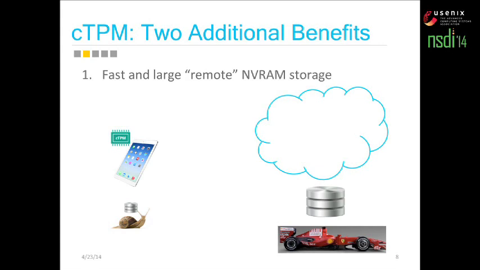Today, a TPM chip usually has a small and slow persistent storage device called non-volatile RAM, or NVRAM for short. Each slot in this NVRAM also only tolerates around 10,000 writes during its entire lifetime. With this established secure channel, the first feature that the cloud could provide for the cTPM chip is a fast and large remote NVRAM storage.